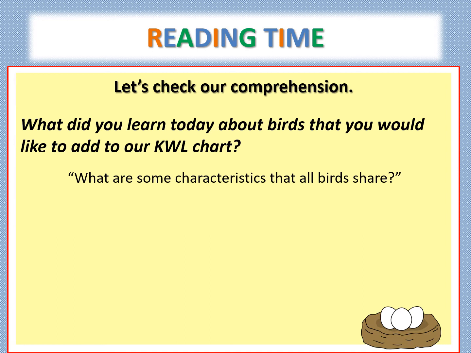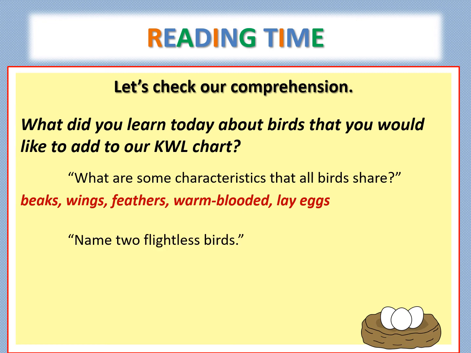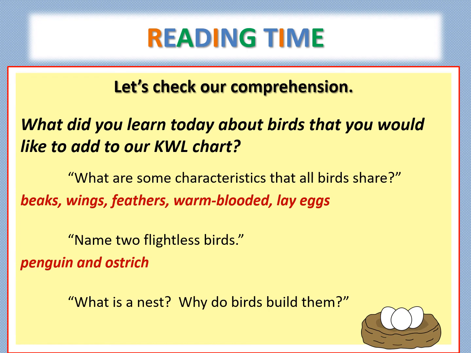What are some characteristics that all birds share? Yes, all birds have beaks, wings, feathers, and they're warm-blooded, and they all lay eggs. Now, name 2 flightless birds. Absolutely, penguins and ostriches. And what is a nest? And why do birds build them? A bird's home is where they protect their eggs.